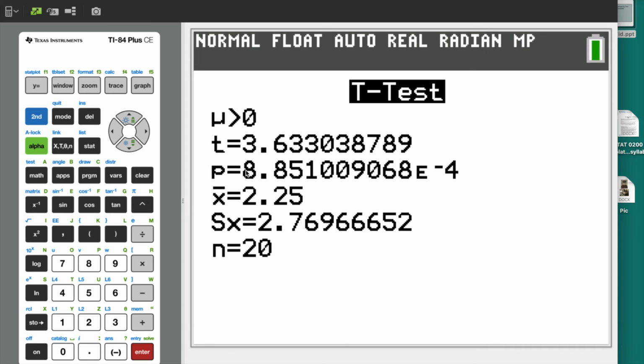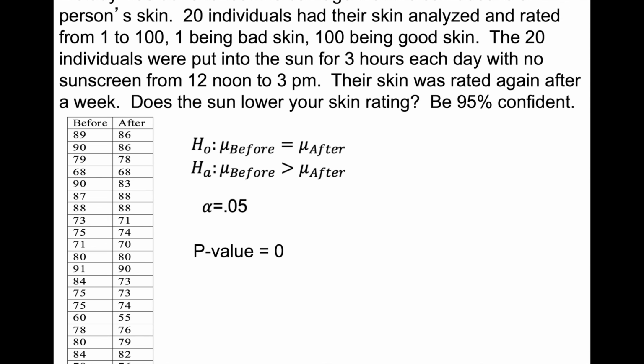And we can see here 8.85100 e to the negative 4. That's scientific notation. It's a very, very small value. It ends up being 0.000885. So we're just going to round that to 0. So now we have our p-value at 0. We have our alpha level. So we're just looking at it and saying p-value is less than our alpha level. When p-value is less, we are going to reject the null.